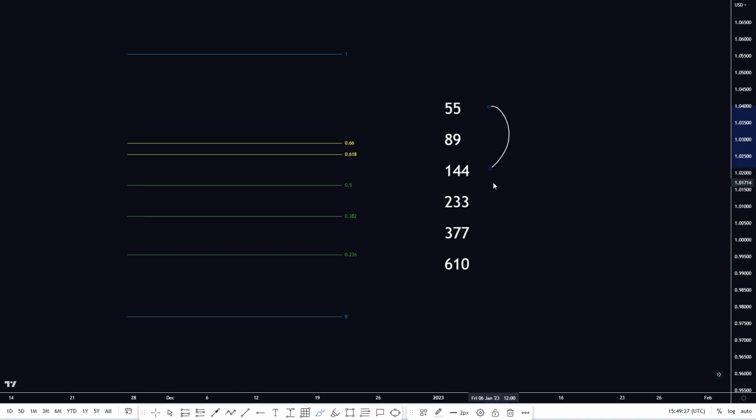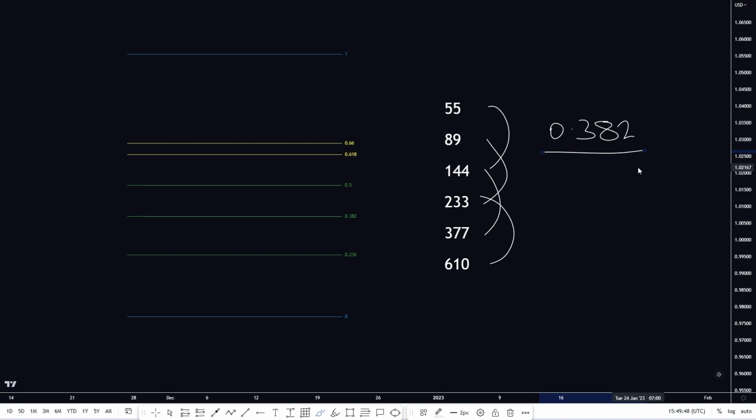However many times you want to do it, it will always show that same relationship, and it will always give you a value of around 0.382. So this is why this number is also very, very crucial to us, and we like to plot this onto the chart as well, and look for potential price reactions at around this level.